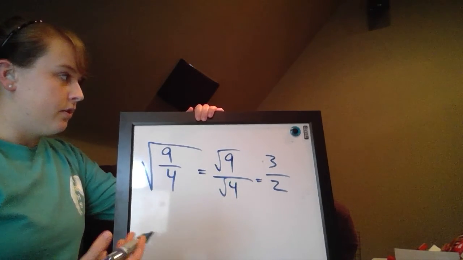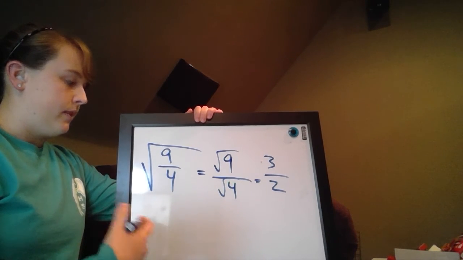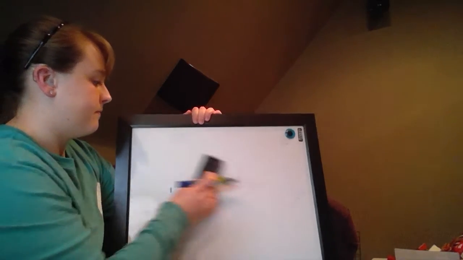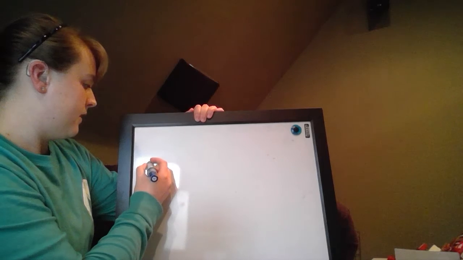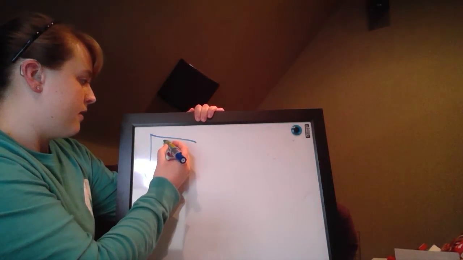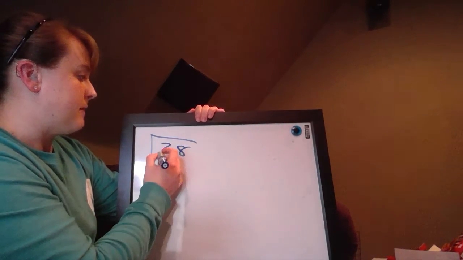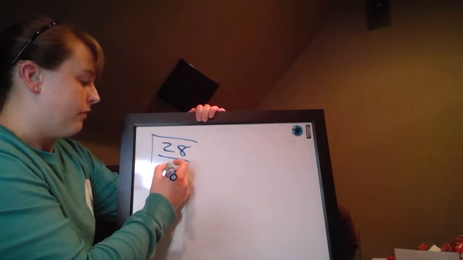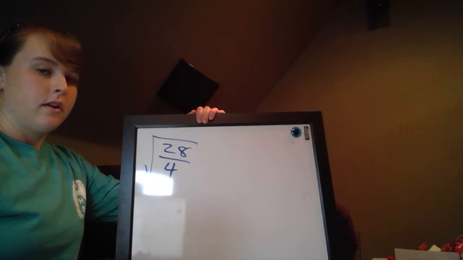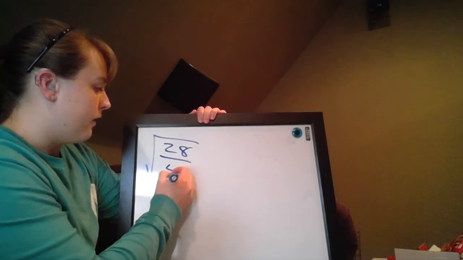Okay, so what if we have something like we had last time? Let's say the square root of, let's use the same number as last time, 28 over... we'll go with 4. Actually, no, 4 is a divisor of 28. Never mind. Square root of 28 over 5.